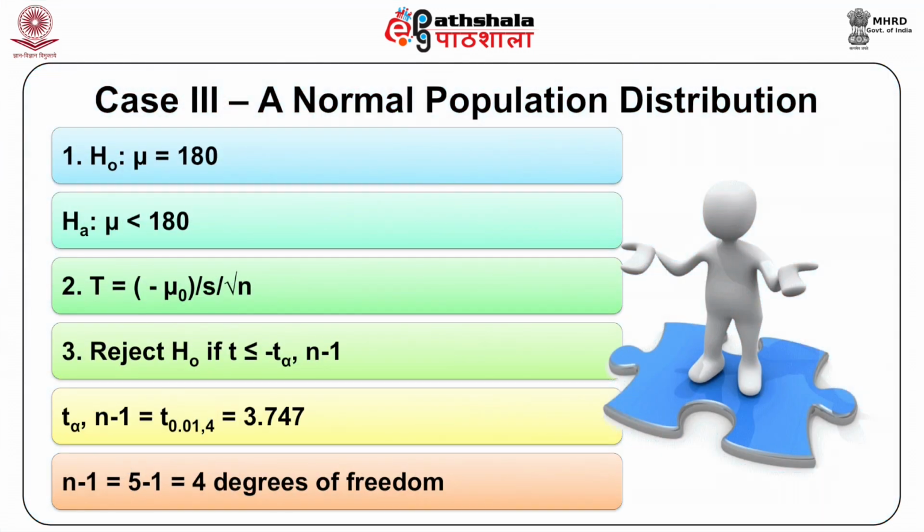Solution. 1. H0: mu is equal to 180. Ha: mu is less than 180. 2. T is equal to x bar minus mu 0 divided by S divided by root n. 3. Reject H0 if minus t alpha, n minus 1 is greater than or equal to T. t alpha, n minus 1 is equal to t 0.01, 4, which is equal to 3.747. n minus 1 is equal to 5 minus 1, which is equal to 4 degrees of freedom.